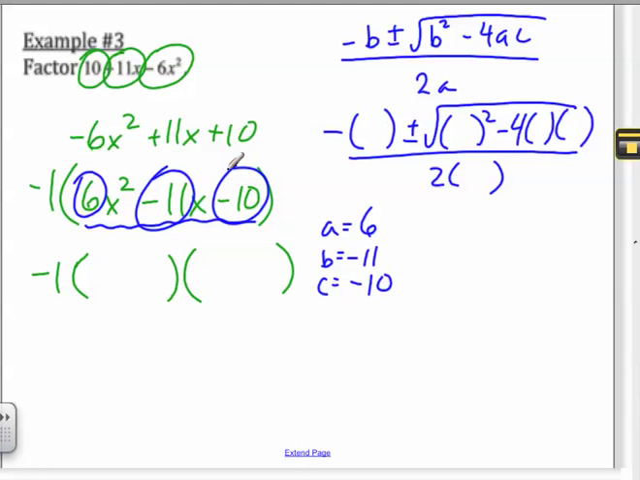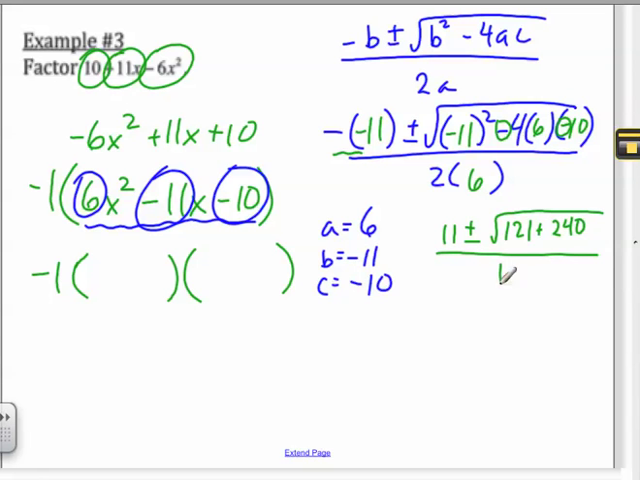Okay? Now, let's plug it in and see what we get. I'm putting negative 11 where the B's go. I'm putting 6 where the A's go. And I'm putting negative 10 where the C goes. Now I just need to simplify. The opposite of negative 11 is positive 11. Plus or minus the square root of 121 plus, because I've got a negative here and a negative here, plus, is that 240? Yep. 240. All over 12. Now I'm going to get 11 plus or minus the square root of 361 all over 12.